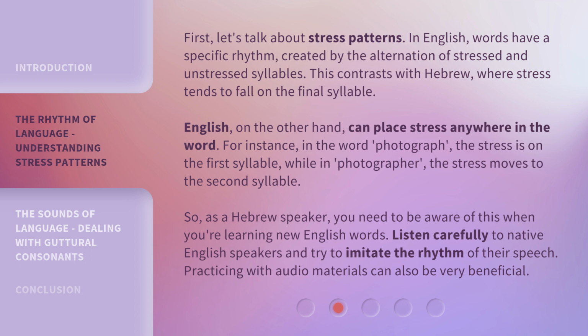For instance, in the word photograph, the stress is on the first syllable, while in photographer, the stress moves to the second syllable. So, as a Hebrew speaker, you need to be aware of this when you're learning new English words. Listen carefully to native English speakers and try to imitate the rhythm of their speech. Practicing with audio materials can also be very beneficial.